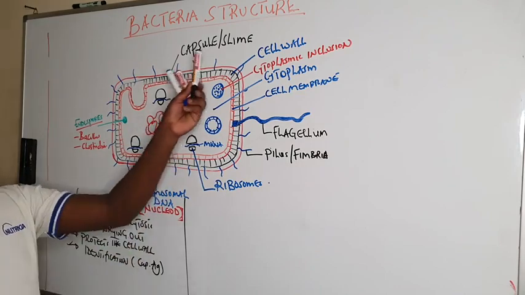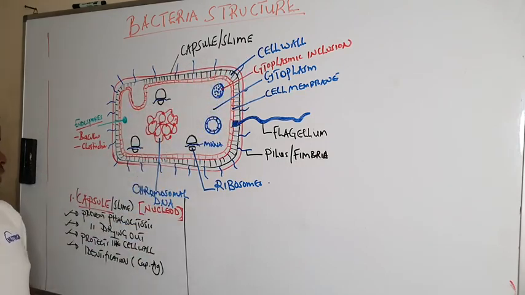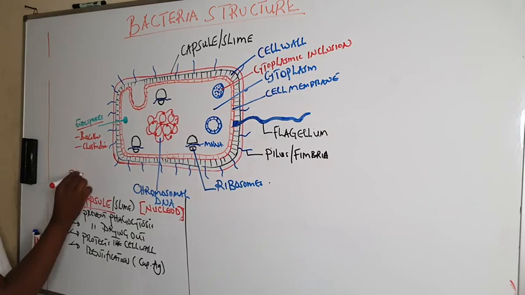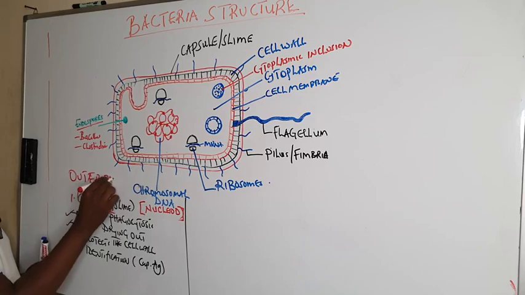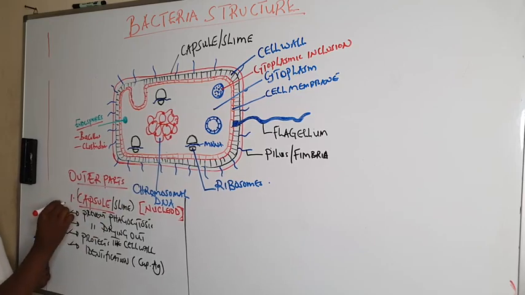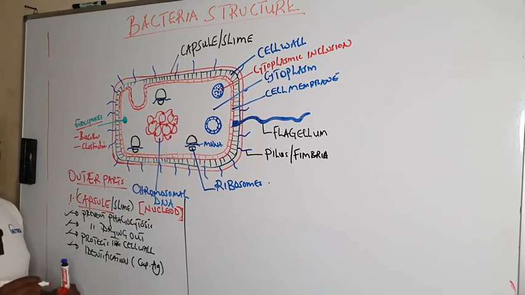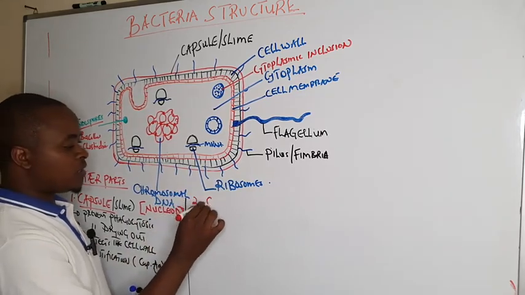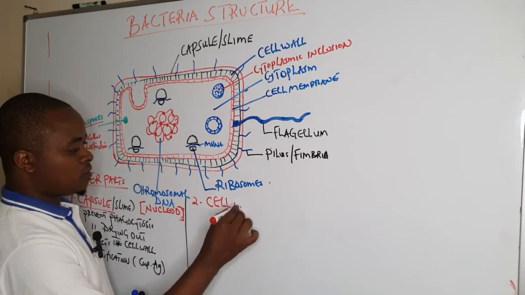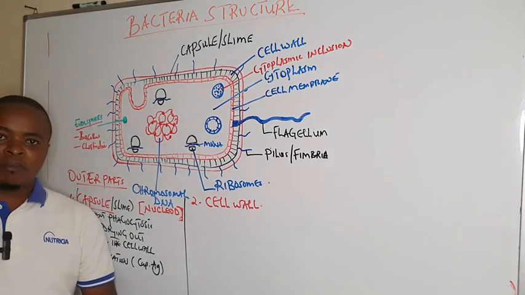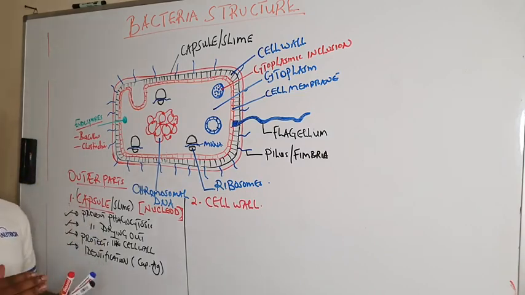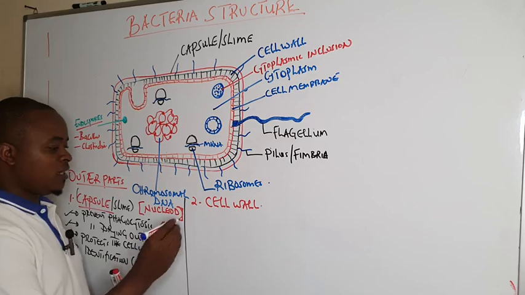After looking at the capsule, we now want to look at the cell wall, because we have started with the outer parts of the bacteria, whereby we have begun with the capsule. So number two, we can look at the cell wall. And this cell wall of the bacteria is made up of what we call the peptidoglycan layer.